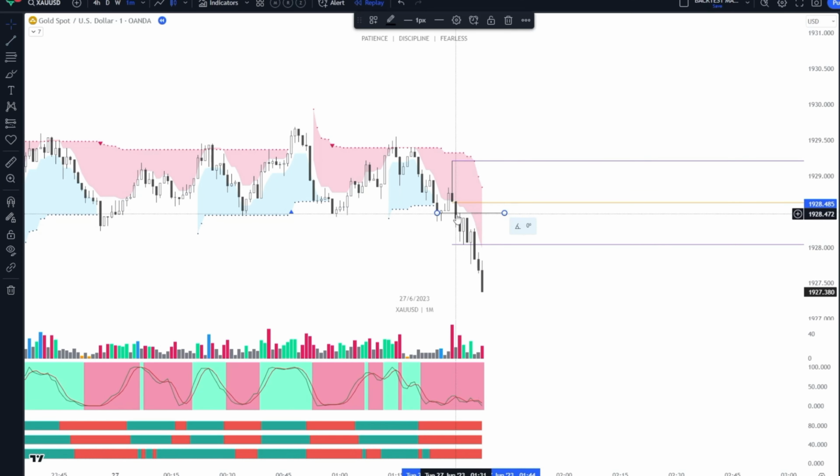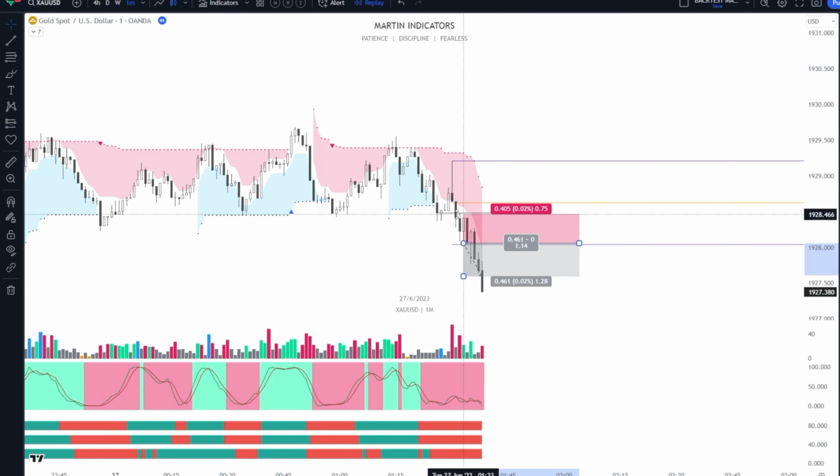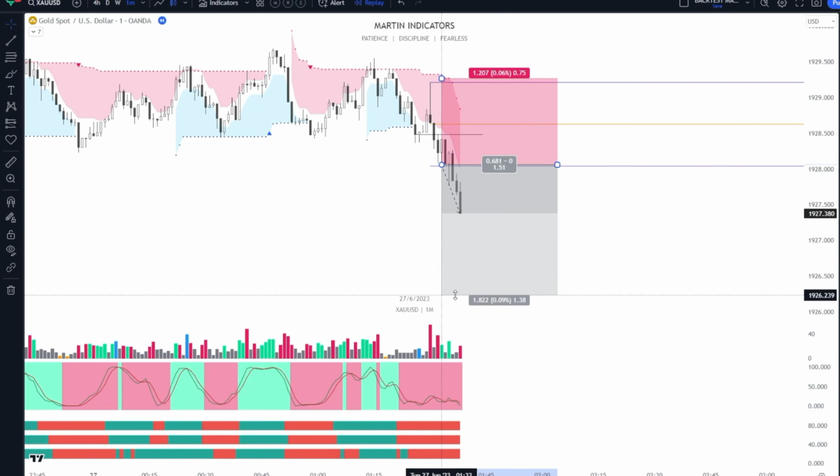Signal candle, red, trade candle. We take a short. There was no consolidation, so we are taking the high of the previous swing high. From there, 1:1.5 risk reward. Target hit.